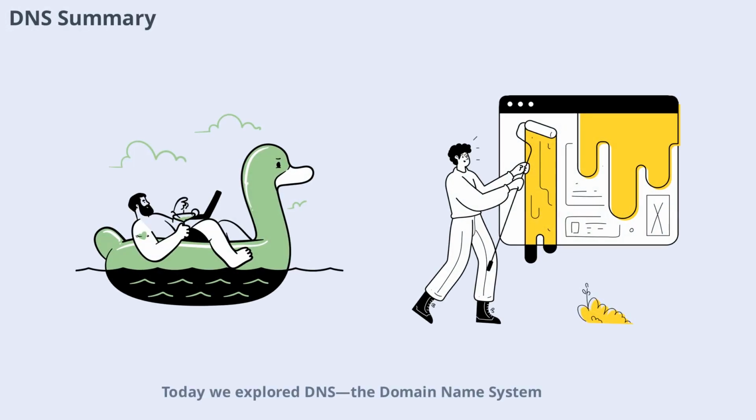Today, we explored DNS, the domain name system. We learned how it converts domain names into IP addresses, making browsing easy and connecting users to the correct websites. DNS is the backbone of the internet, ensuring speed, reliability, and security for all online activities. Its role is essential in every aspect of digital life.